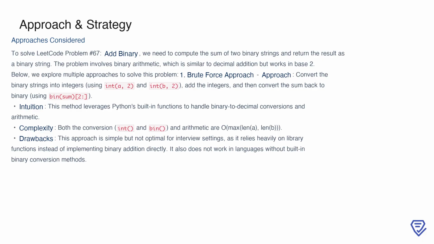First, we have the brute force approach. Here, we convert the binary strings into integers using Python's int function with base 2, add the integers together, and then convert the sum back to binary using the bin function, stripping off the prefix. While this method is straightforward and leverages Python's built-in tools, it has some drawbacks.